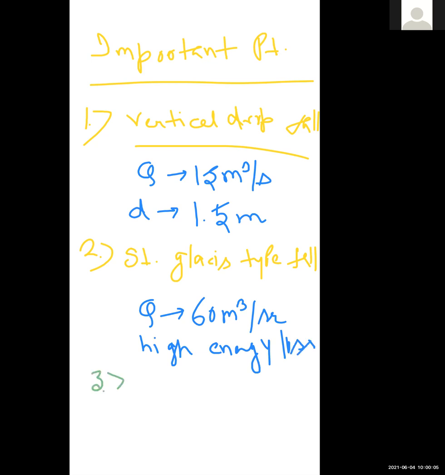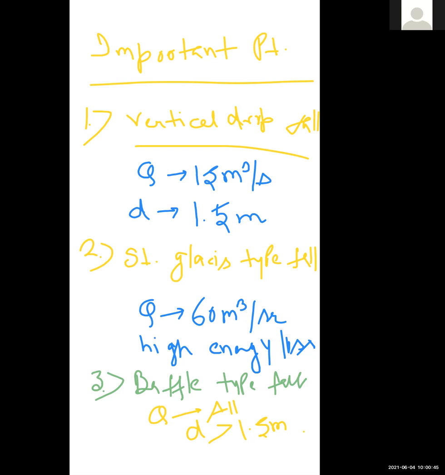Now the third point is about the baffle wall type fall. So baffle fall may be used for all discharge and drop more than 1.5 meter. Baffle type fall is suitable for all Q. Okay. And depth should be greater than 1.5 meter. Okay. Clear to everyone?